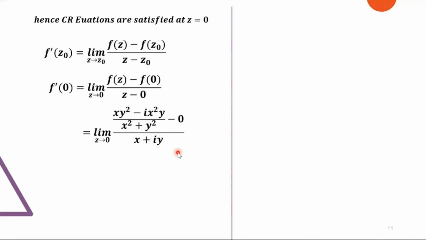f of z is the given function. f of 0 was also given in the problem. We are replacing all these functions: f of z when z is not equal to 0, f of 0 is 0, and z is x plus i y. We can simplify further. Take this term in the denominator.